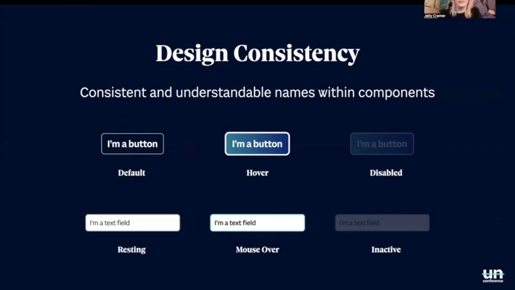If I'm a user and I see that some of my interactive elements say mouse over and some of my interactive elements say hover, I might be confused. What's the difference? Why do some have one and not the other? I'm not sure. So instead, let's just be consistent. Once the user learns the functionality of one component, they'll be able to apply it elsewhere.